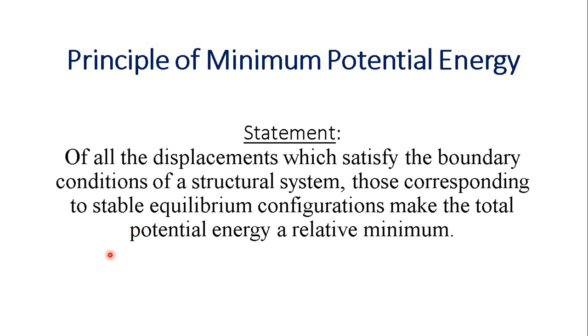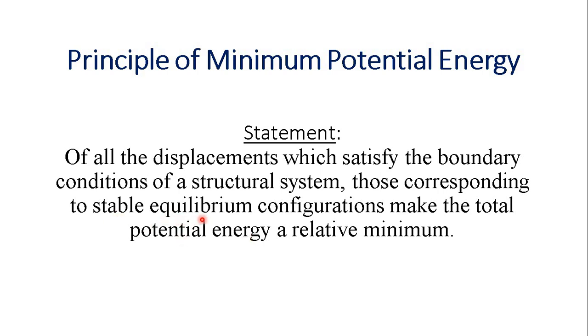Of all the displacements which satisfy the boundary conditions of a structural system, those corresponding to stable equilibrium configurations make the total potential energy a relative minimum. So there are two terms that we have to first understand clearly to understand the minimum potential energy principle. That is stable equilibrium configuration, and the second one is the potential energies that are involved in the structural system.